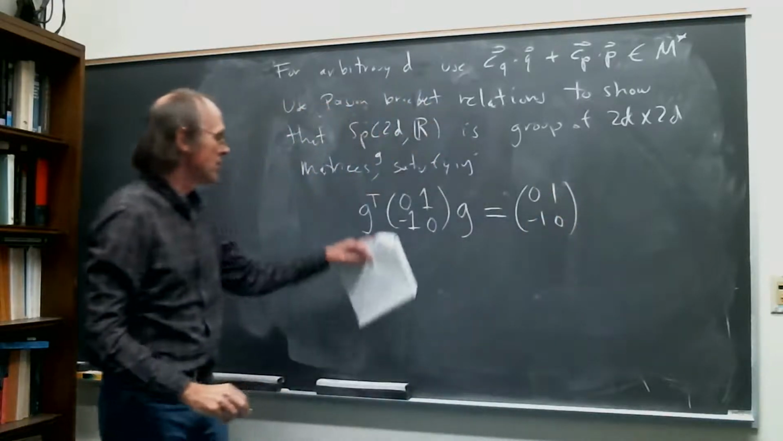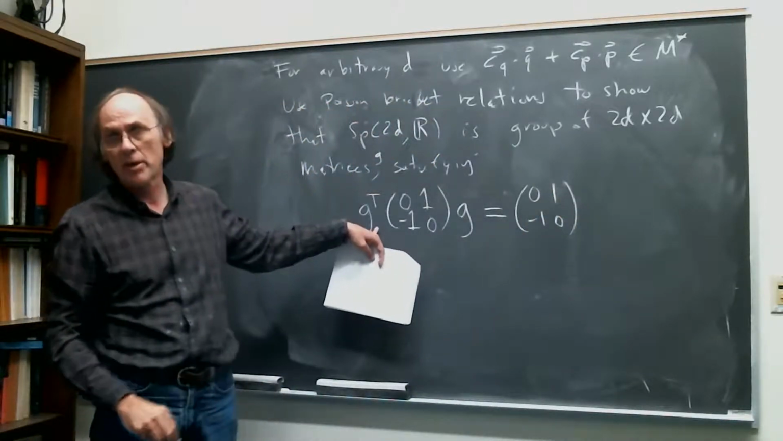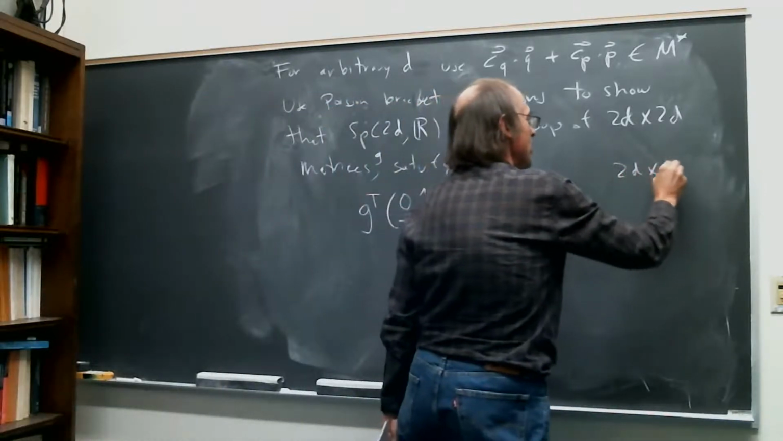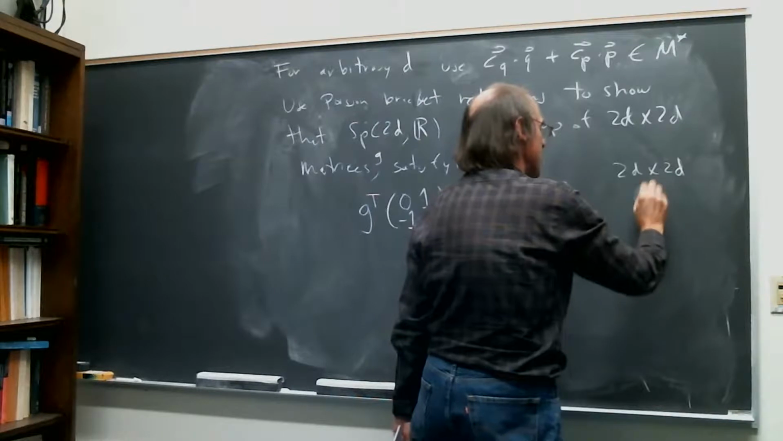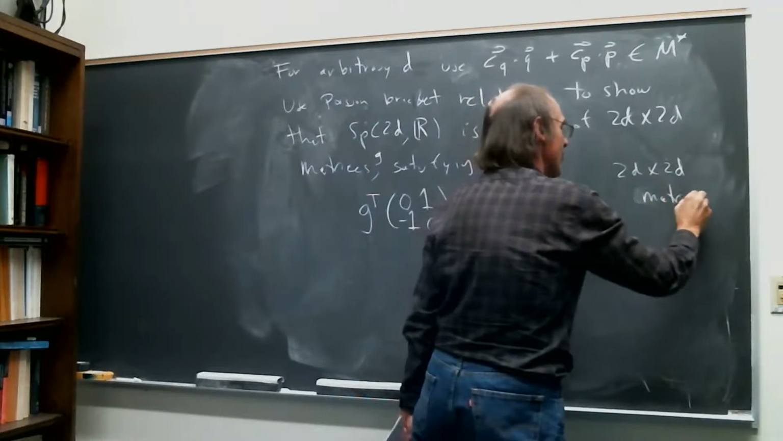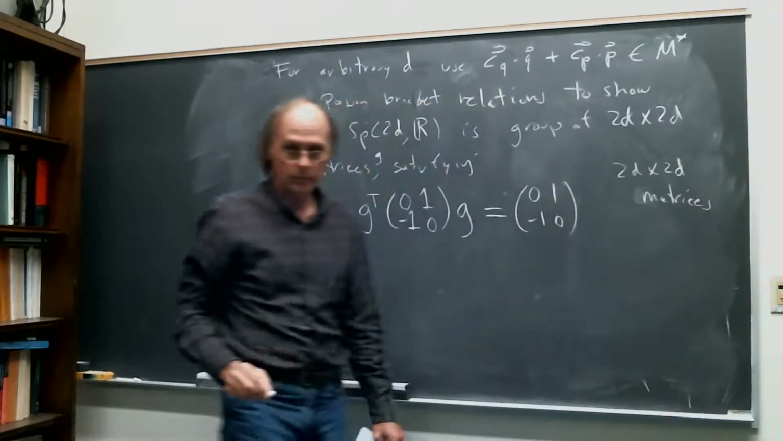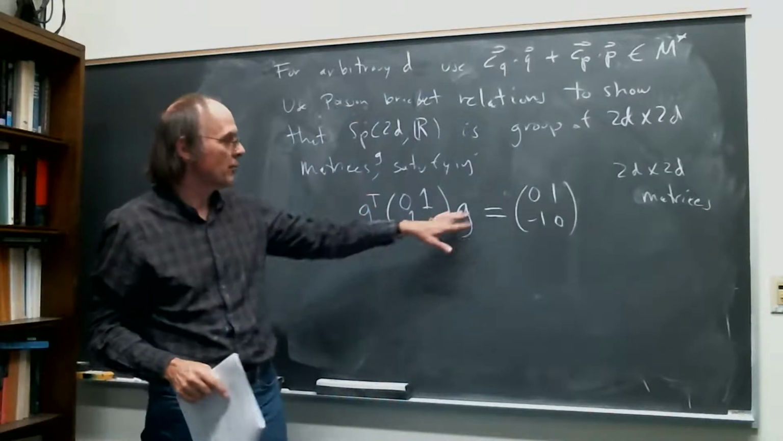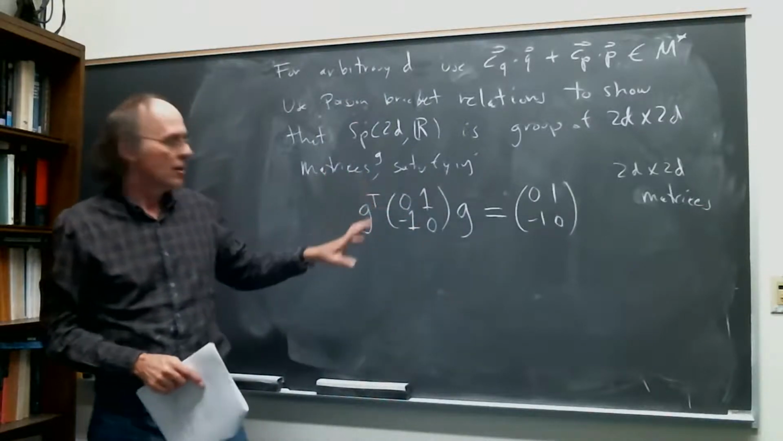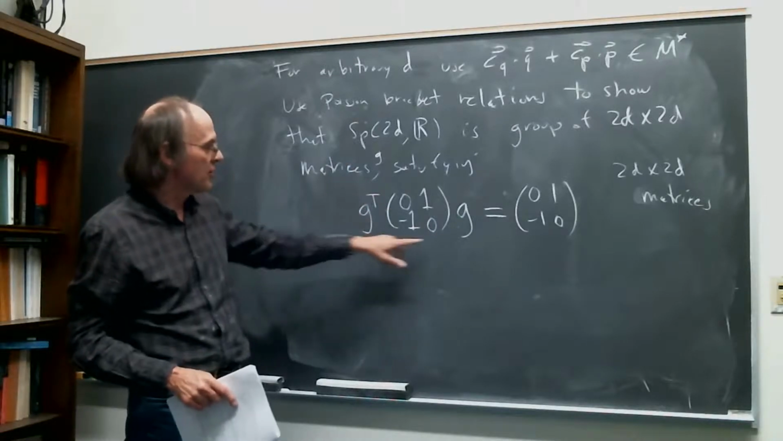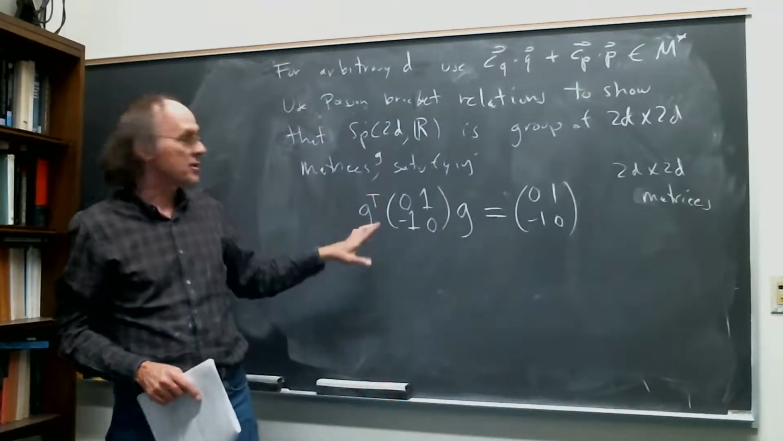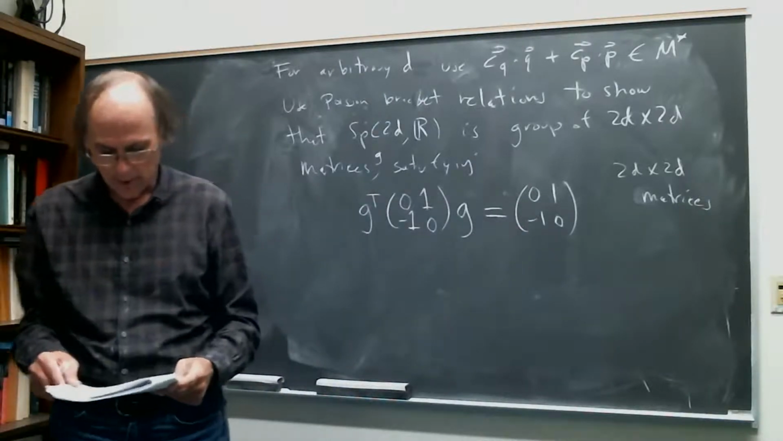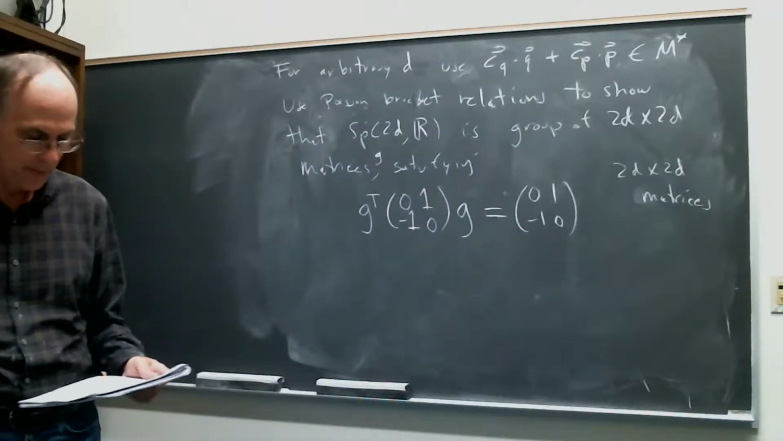Okay, so these are 2D by 2D matrices. So these are 2D by 2D block matrices. And so when I say that this group is a little bit hard to get your hands on, what I mean is that it's a group of 2D by 2D matrices satisfying this condition, which is a little bit hard to see.